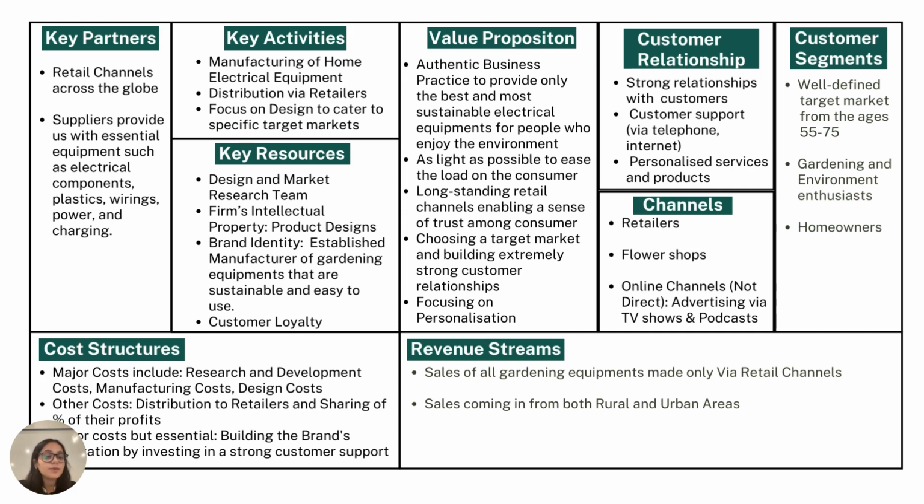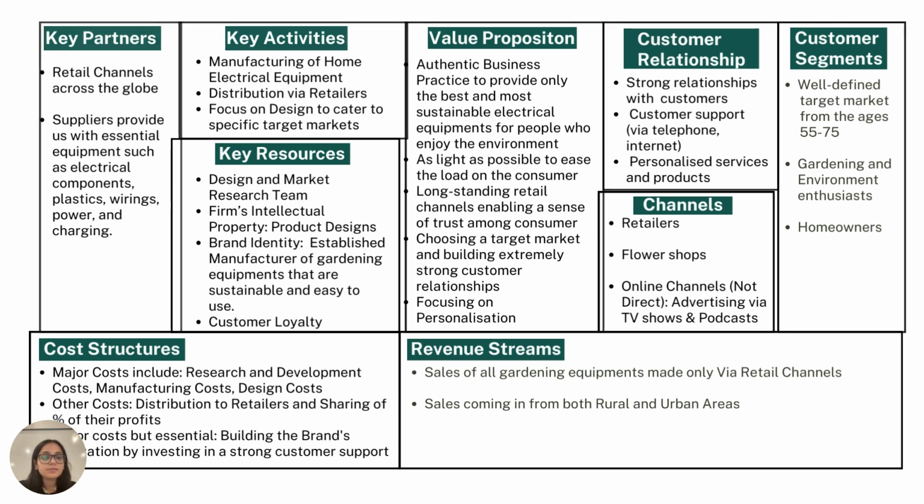Their revenue streams basically include sales of gardening equipment via retail chains, which come from rural as well as urban areas. They have maintained strong customer relations with customer segments targeted at the age groups 55 to 75 who are gardening and environment enthusiasts and are homeowners. The value proposition has been stated very clearly, which is providing essential gardening tools which are sustainable, lightweight, and personalized.